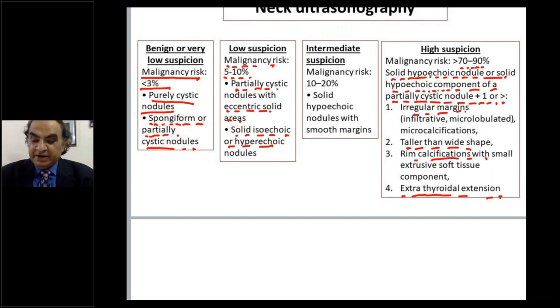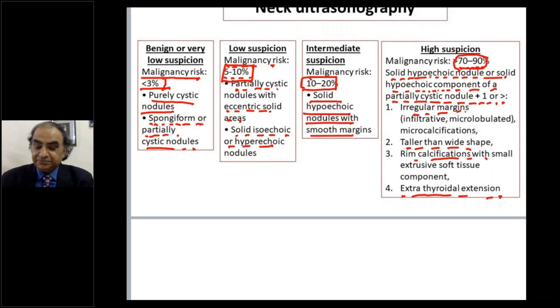Intermediate suspicion, the risk, you saw that it's less than 3%, 5 to 10%, 10 to 20%, and then of course 70 to 90%. So that's how the risk stratification is done using ultrasound alone today. So do you understand the kind of role the sonologist plays in not only making a diagnosis of a solid thyroid nodule, but also prognosticating? If it is solid hypoechoic nodules with smooth margins.